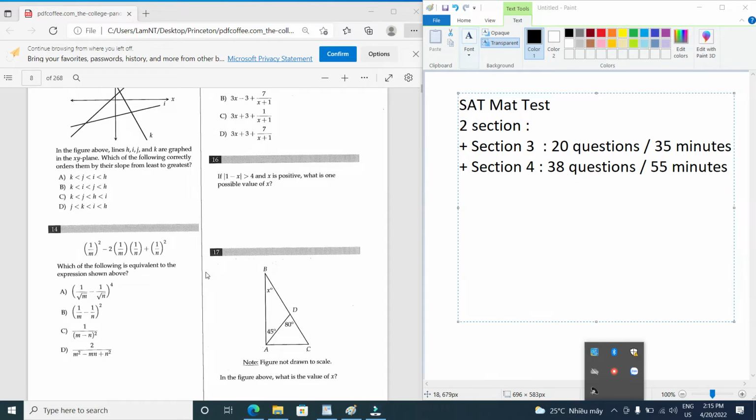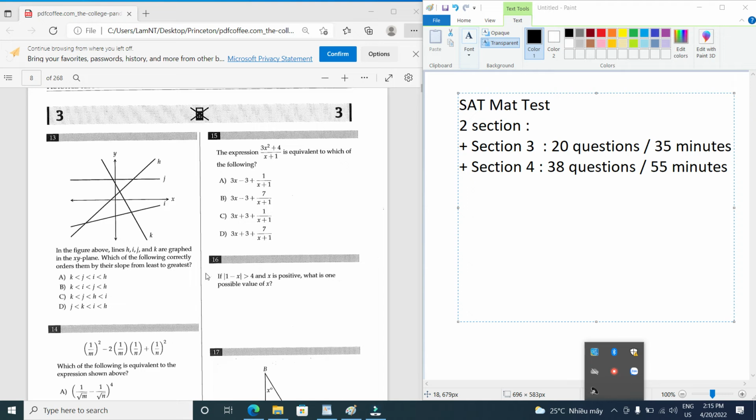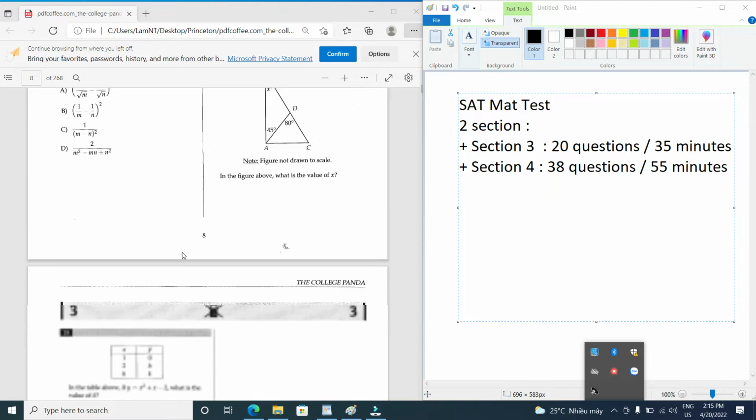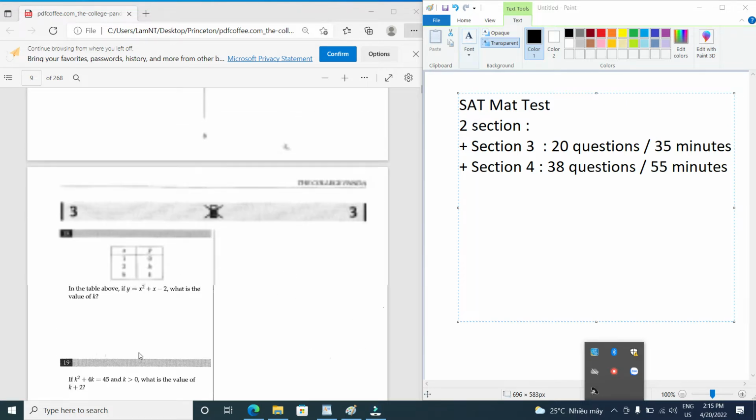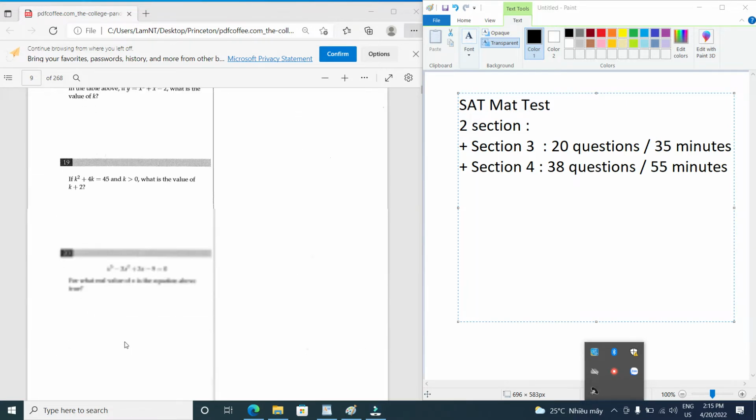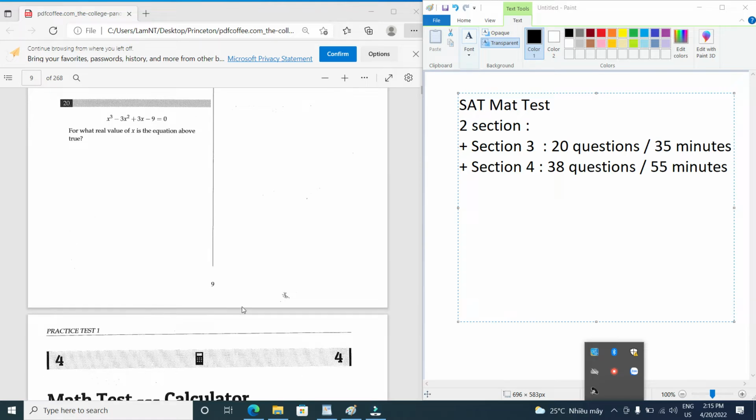And here we have the type problem, which is the absolute value. Alright. And table. So that's some notable type problems for section 3.